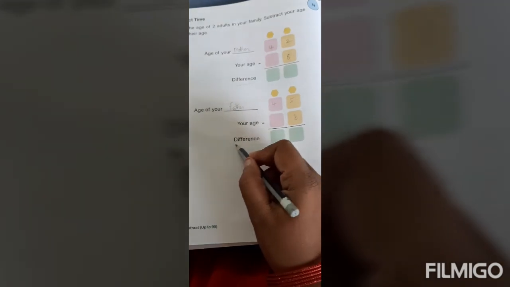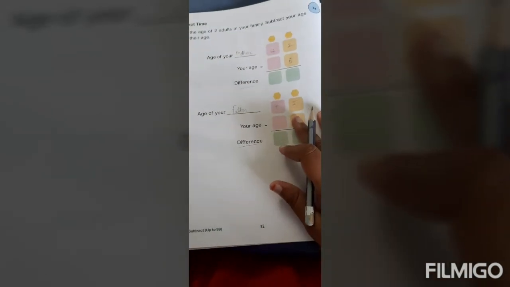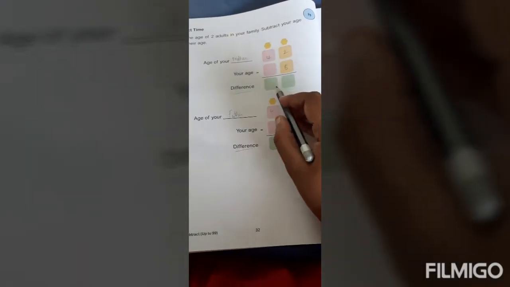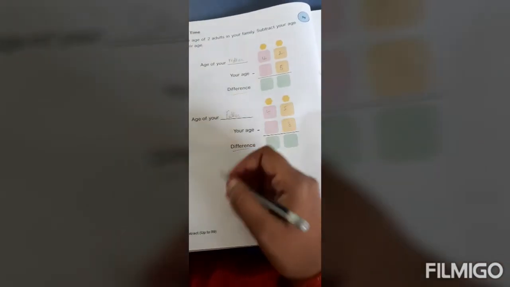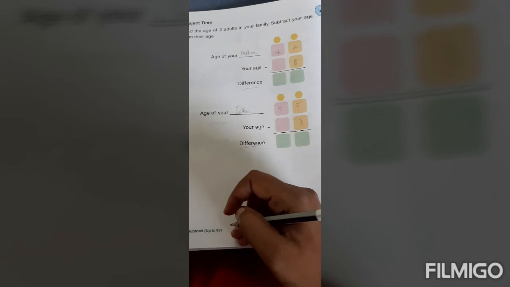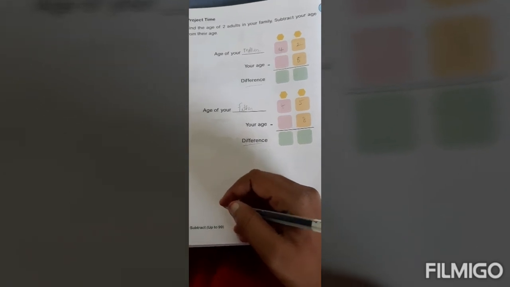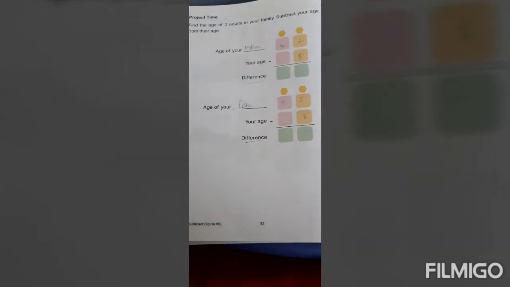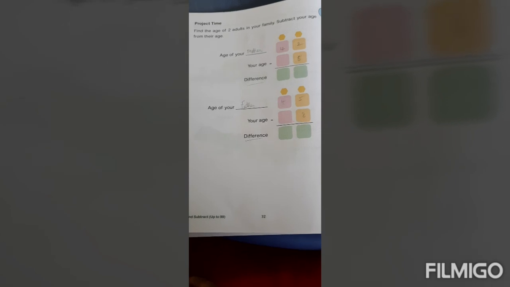Here it says difference. Now do you know what difference is, children? Difference means when we subtract the numbers, the answer is called the difference. Okay, here you subtract 8 from the number 42. Here the answer is called the difference. How do we find the difference? You do the subtraction to get the difference of two numbers. Okay, everyone do the projects and send them to me.